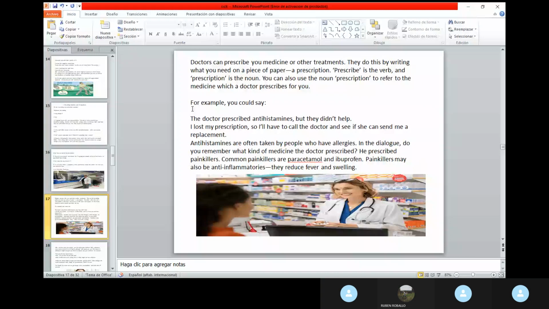Okay, this is the vocabulary about the doctor's prescription. It's possible the doctor gives a prescription. Sometimes if you lose it, or the prescription doesn't have an effect, the doctor has a replacement, another prescription.